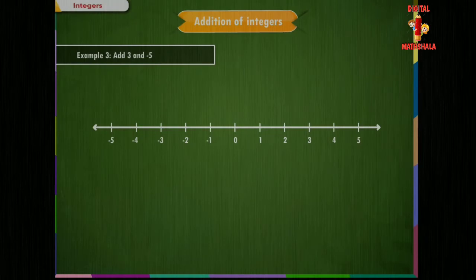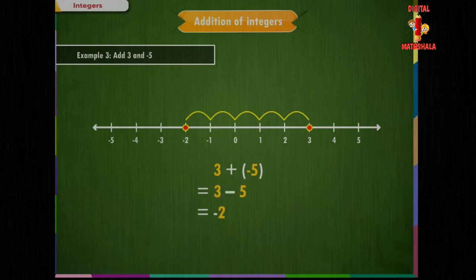Example 3. Add 3 and -5. We write this problem as 3 plus -5. Since we are adding a negative integer, that is -5, as per our rule, we need to move 5 steps towards left. We reach at -2. Therefore, 3 plus -5 is equal to -2. We can also write this problem as 3 plus -5, which is equal to 3 minus 5, equal to -2.